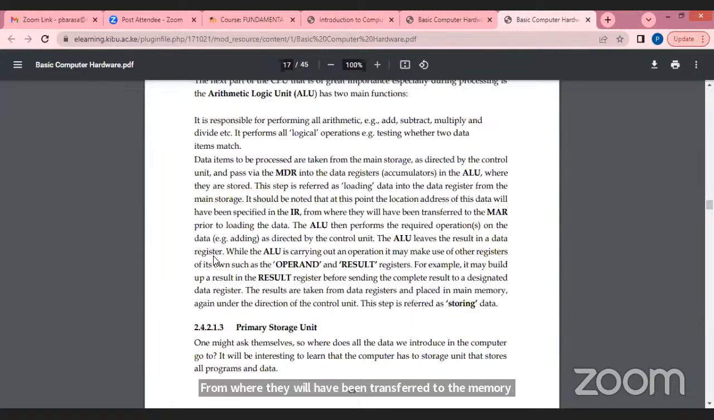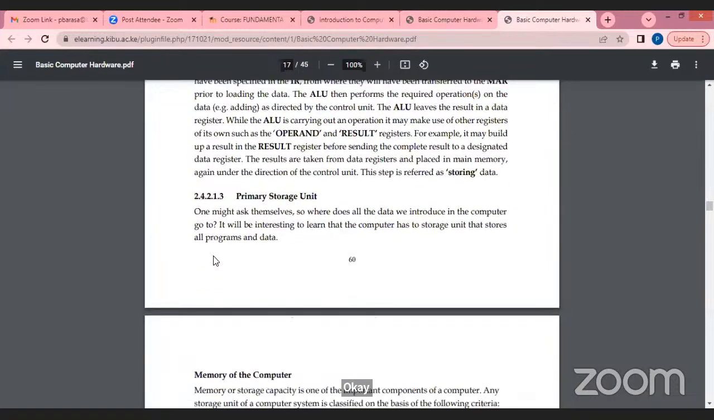While the ALU is carrying out an operation, it may make use of other registers of its own, such as the operand and result register. For example, it may build up a result in the results register before sending the complete results to a designated data register. The results are taken from the data register and placed into main memory, again under the direction of the control unit. This step is referred to as storing data.